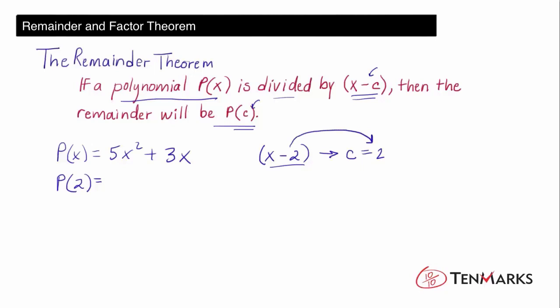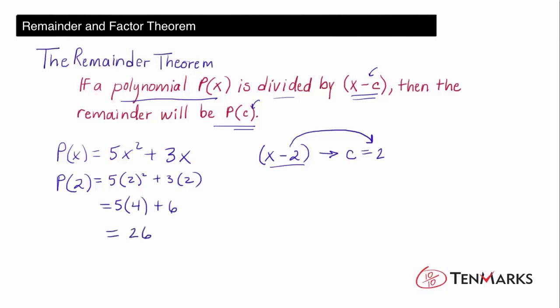So let's go back over here to p of 2 and evaluate. 5 times 2 squared plus 3 times 2, and let's see what that equals when we simplify. That's 5 times 4 plus 2 times 3 is 6, or 4 5s are 20 plus 6 is 26.